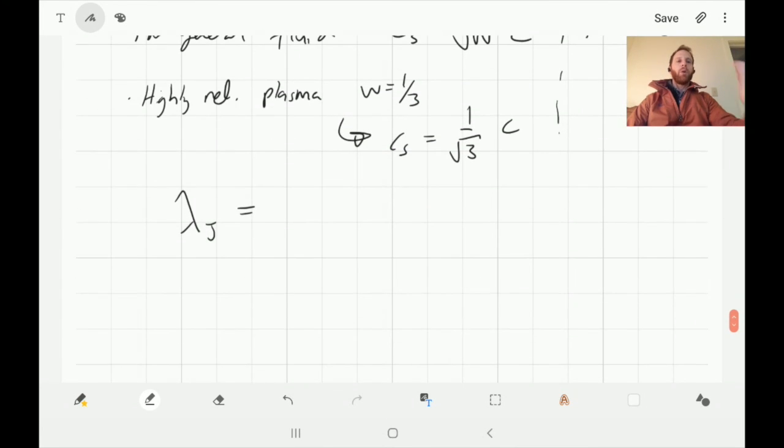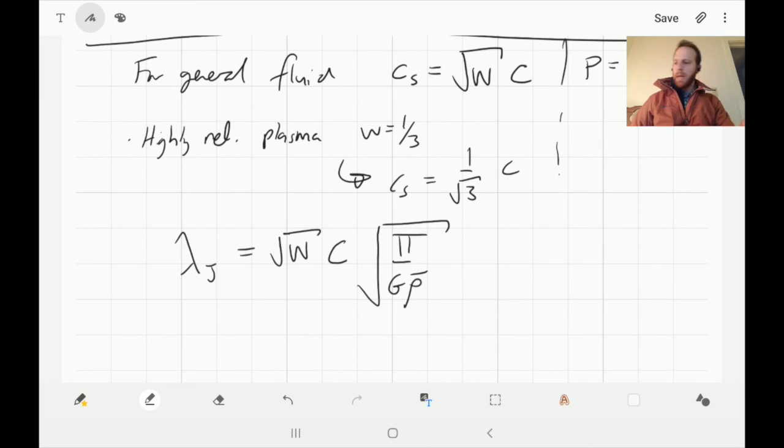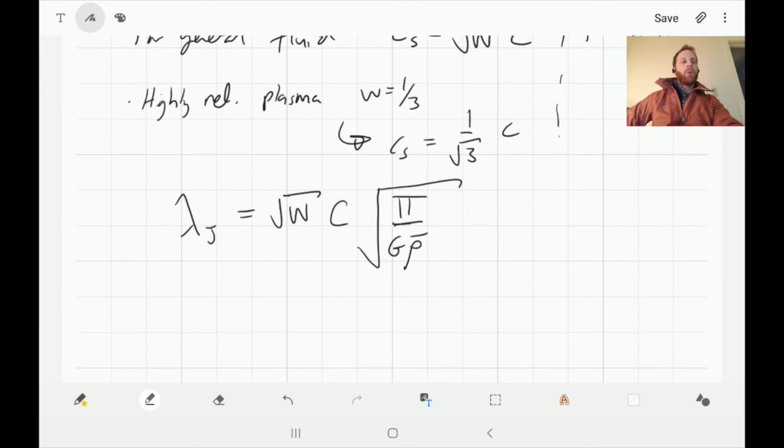pi over G rho. What that means is that in general that's the square root of w times the speed of light times the square root of pi over G rho. This may or may not look familiar to you. Perhaps what I could do is, you can imagine that the relativistic version of this is to take the mass density and replace it with its relativistic expression, which would not be in terms of just a mass density, but in general would be an energy density, right?